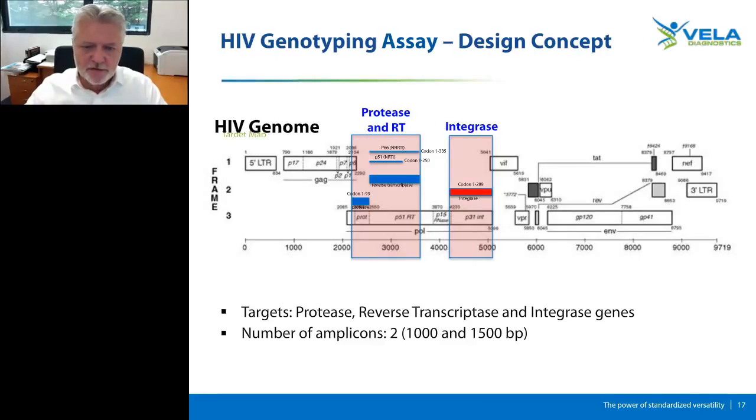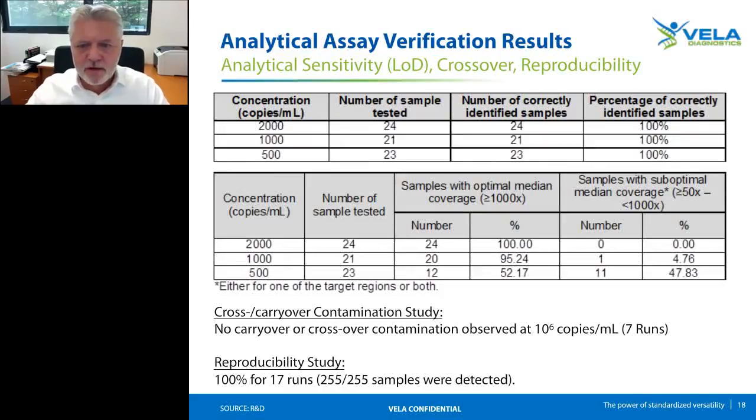The number of amplicons we're generating is 2, and the targets, as I said, are protease, reverse transcriptase, and integrase. The schematic drawing of the HIV genome is shown here, and most of you, I guess, are familiar with this. And look at our own internal assay verification results, and as I mentioned, the assays developed here are all under ISO certified conditions, and we're following a very precise quality system.